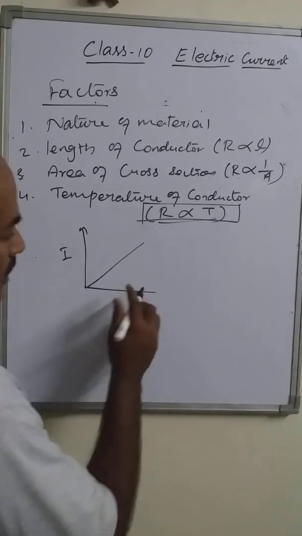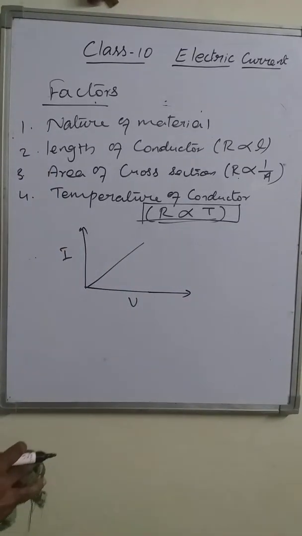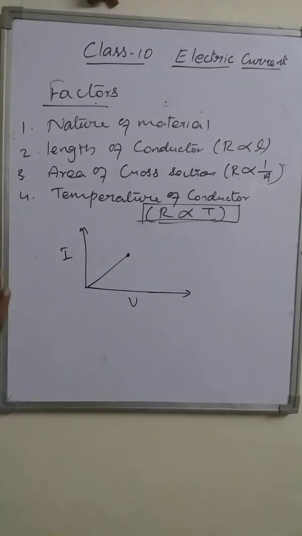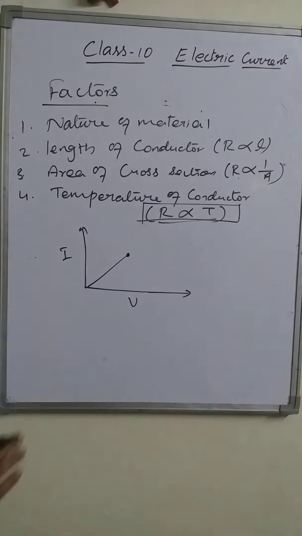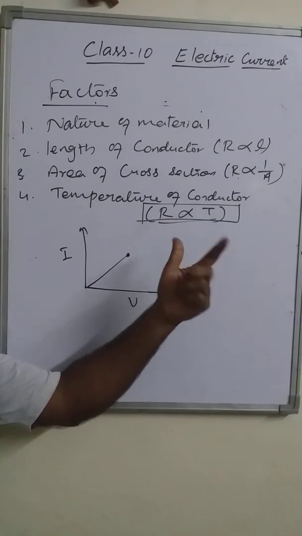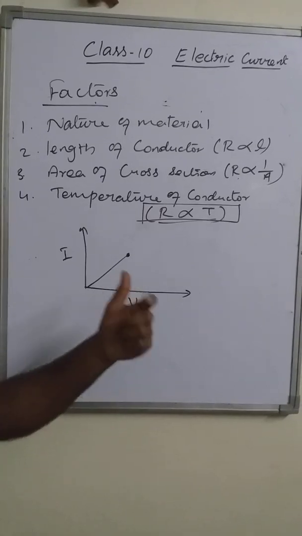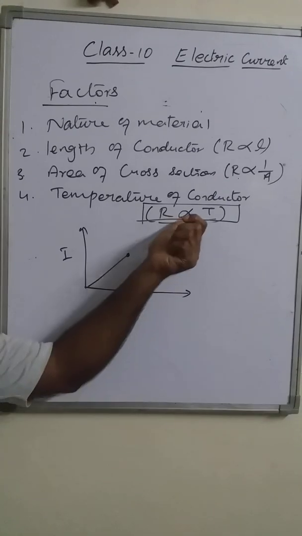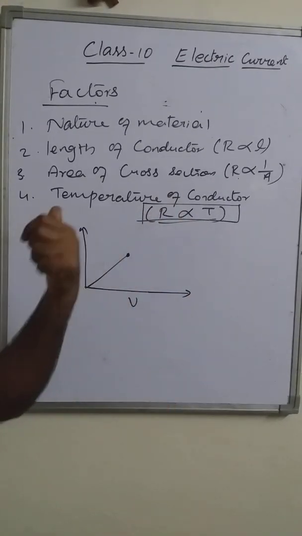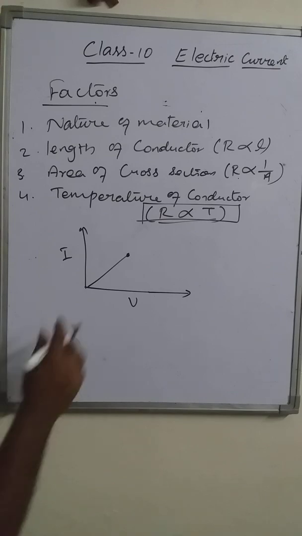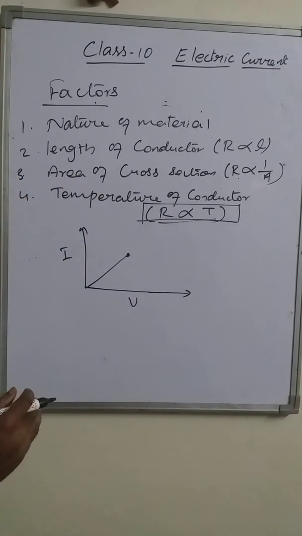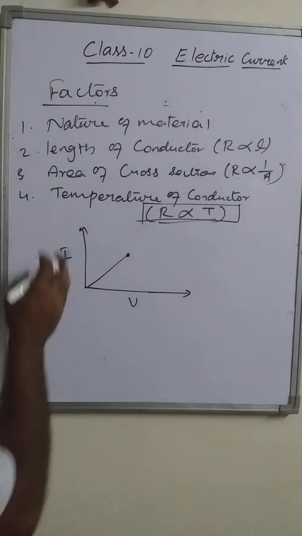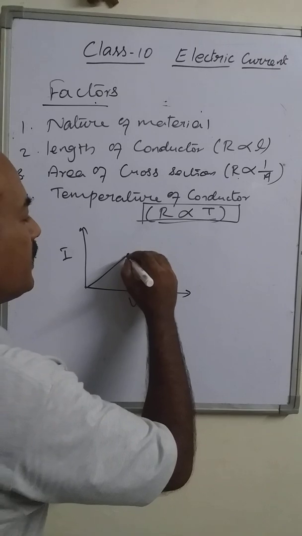after some time, this graph will bend. Suppose up to this point, this is a straight line, because in the beginning itself there will be no change of resistance. After some time, as the temperature increases considerably, only then does the resistance of the conductor change. If it changes, then what happens? Beyond that, even if the potential difference increases, the current will not increase proportionally. Then it will deviate.